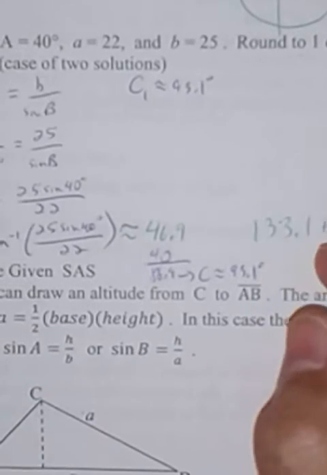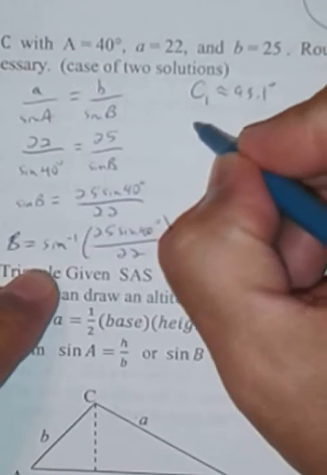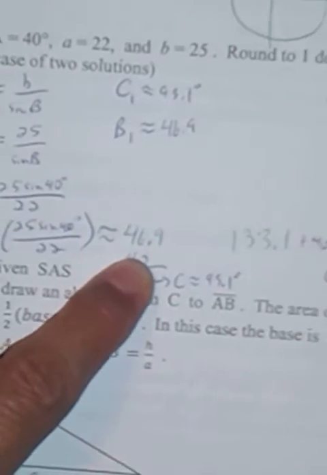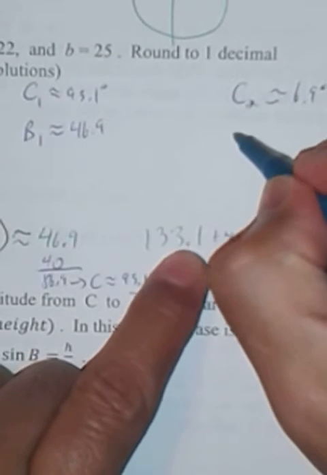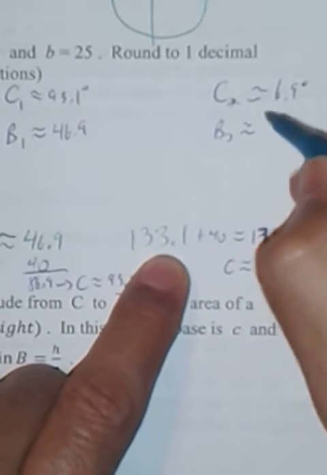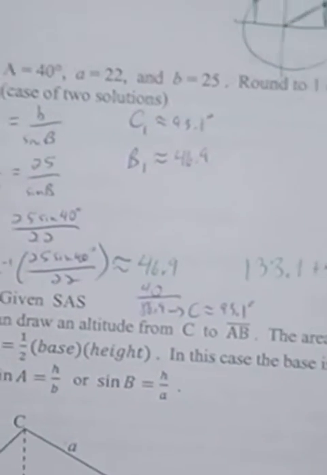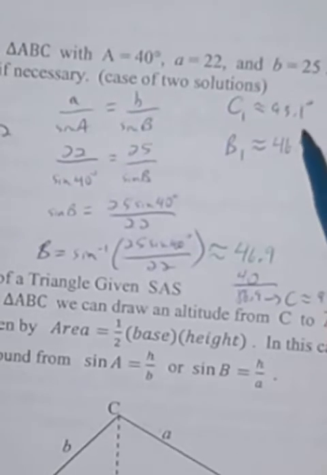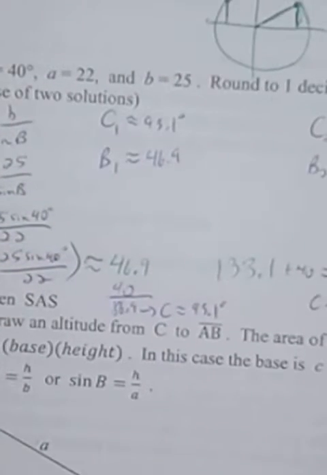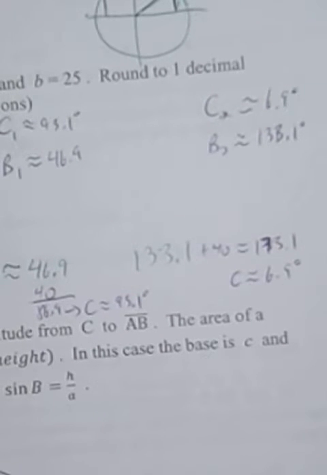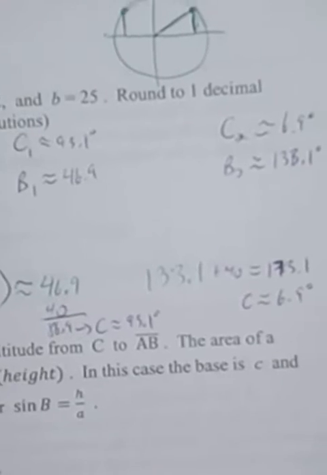All right, so we said there were two possibilities for C, and there were two possibilities for B, so I'll write them the same way. B1 is about 46.9, and B2 is about 133.1 degrees. And notice if you add these two with the 40, that'll be 180, and if you add these two with the 40, that'll be 180. So for sure, angle A is 40. They gave us that one, right? And then we found that the other two had two possibilities.